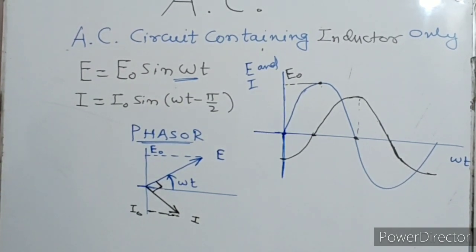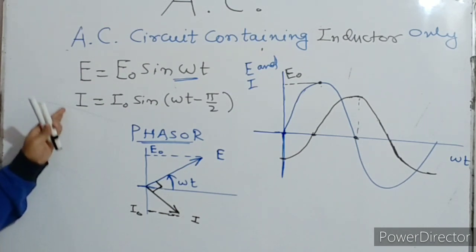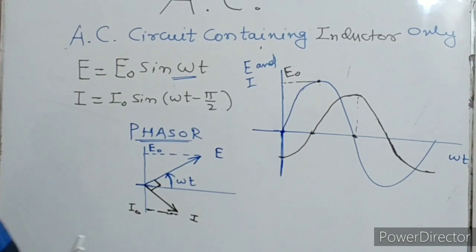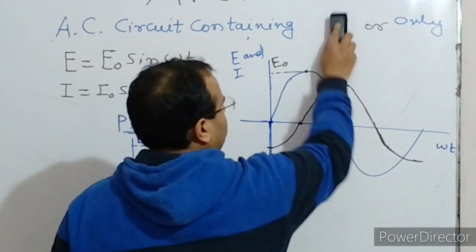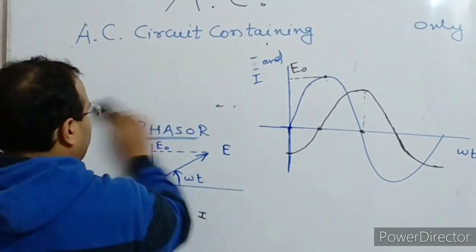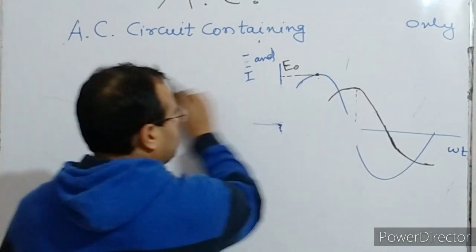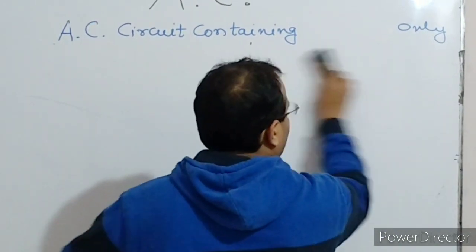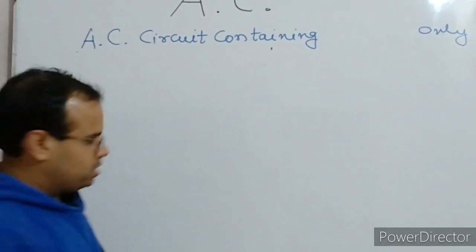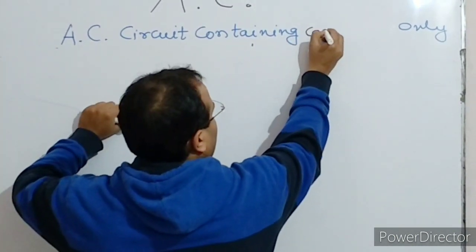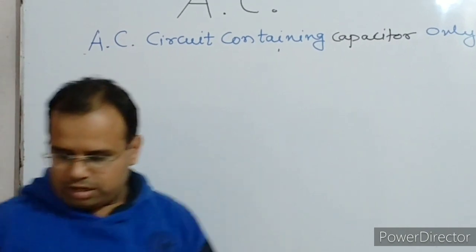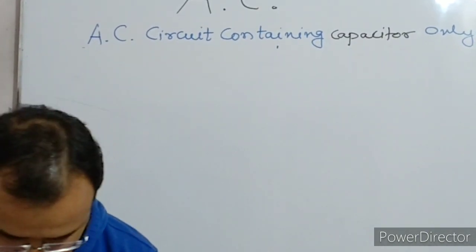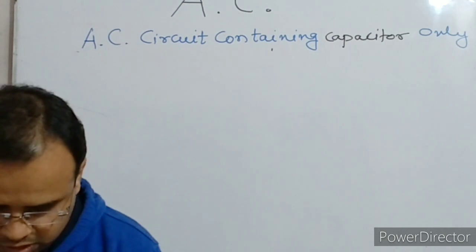So this is how you can represent the variation of EMF and current when only an inductor is there in the circuit. Let us discuss the next case. In the next case, we have a capacitor. There is only a capacitor connected in an AC circuit, and when we have only a capacitor connected in an AC circuit, how does this capacitor vary the EMF and the current? That's what we are going to discuss. So let us try to understand that.